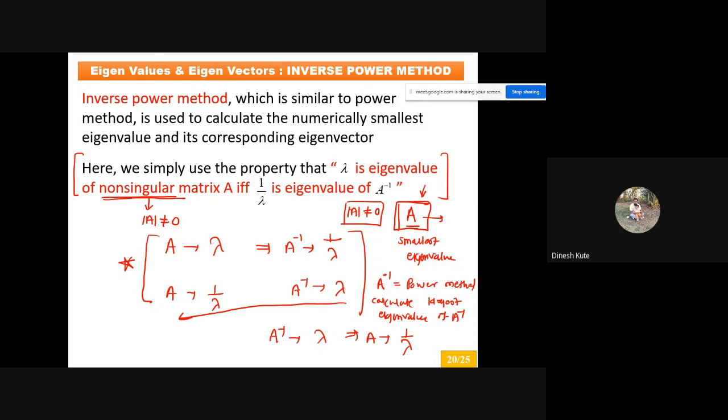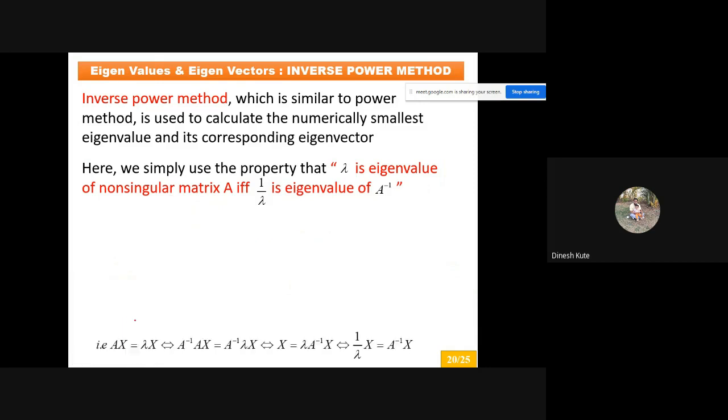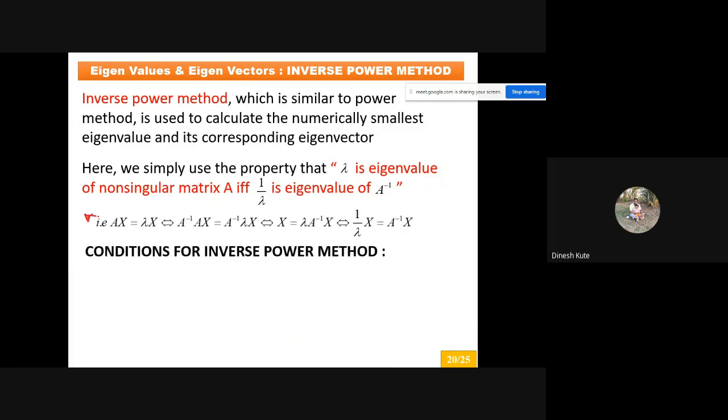Do that whole calculation for A inverse and calculate the largest eigenvalue of A inverse. Now just reverse that, 1 upon lambda, and that becomes the lowest or smallest eigenvalue of matrix A. To calculate this A inverse, we need the determinant to be non-zero. Therefore for this inverse method, we have these conditions. This proof is there, but I'm not going into detail now.